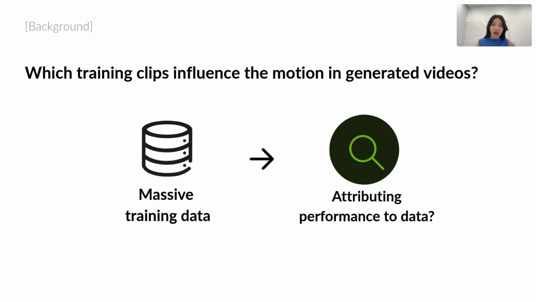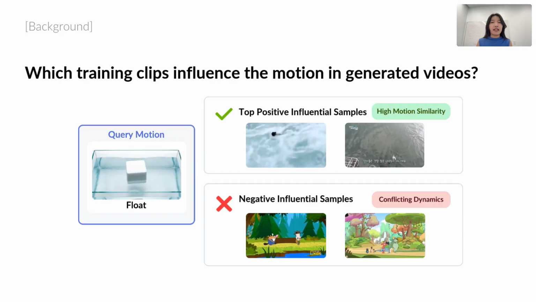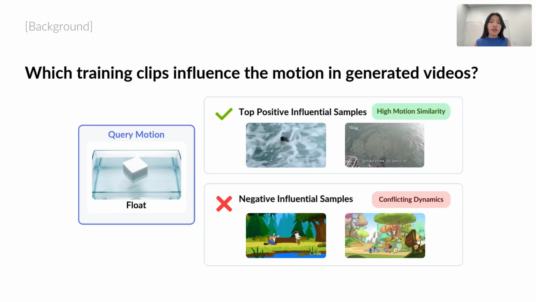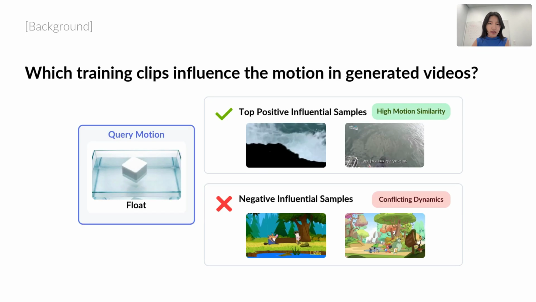This raises a natural question. Given a massive training dataset, which training clips influence the motion in generated videos? And here's what we are trying to do concretely. Given a core video, like a floating cube, we want to quantify which training clips positively influence the motion and which ones hurt it. We tackle this problem with a data attribution approach.